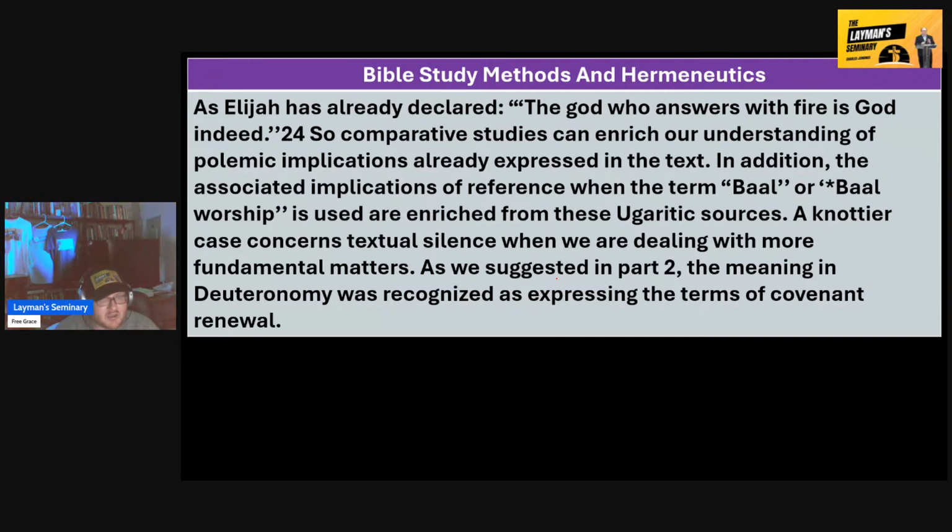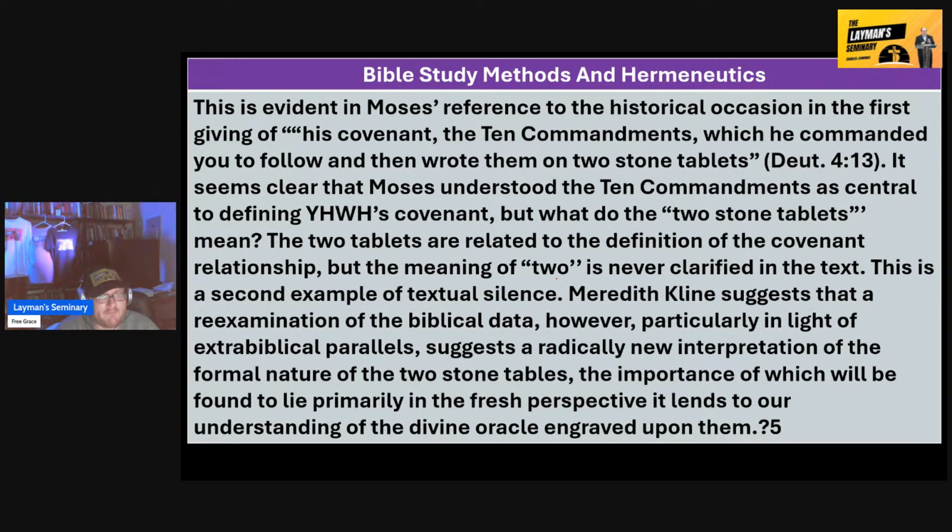As we suggest in part 2, the meaning in Deuteronomy was recognized as expressed in the terms of covenant renewal. This is evident in Moses' reference to the historical occasion in the first giving of his covenant, the 10 Commandments, which he commanded you to follow and then wrote them on 2 stone tablets. Deuteronomy 4. It seems clear that Moses understood the 10 Commandments as central to defining Yahweh's covenant.